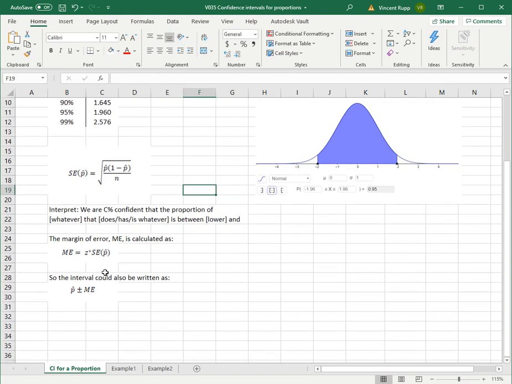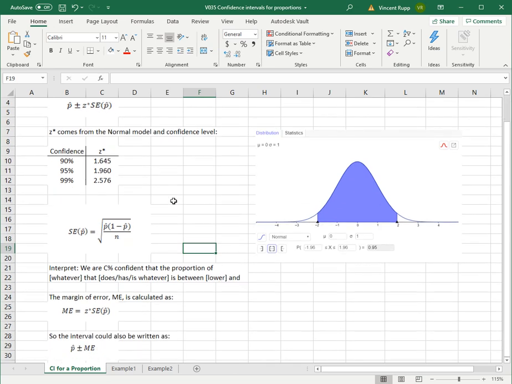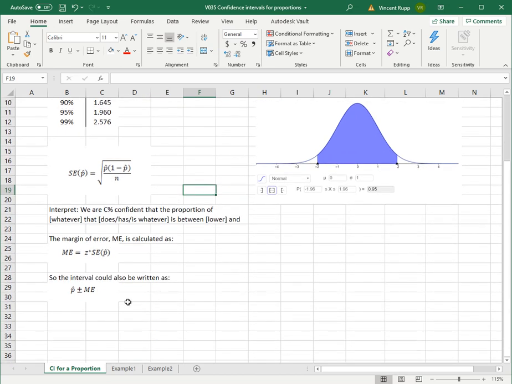The other thing you might be asked is to calculate the margin of error. Well, the margin of error is simple. It's just the second part of this formula here. This whole quantity after the plus or minus is referred to as the margin of error. So your interval you sometimes see written as p hat plus or minus the margin of error as a single number.